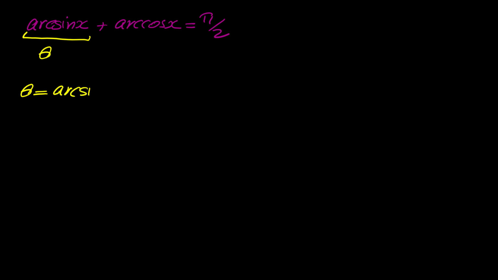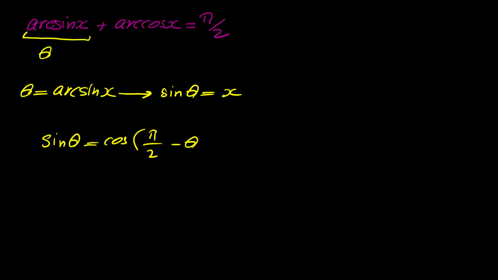In another method, we want to prove that arcsine of x, or sine inverse of x, plus arc cosine of x is pi over 2. In this method, we suppose this as theta again. If theta is arcsine of x, immediately we conclude that sine of angle theta is x. Now let me remind you of a formula from trigonometry. Sine of theta is always equal to cosine of pi over 2 minus theta.